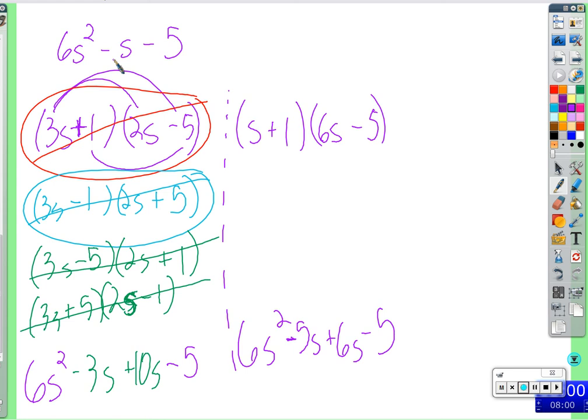Switch the signs. Remember how we switched the signs in those other ones, and it just switched the sign of the middle term? So if we switch the signs, we would like this to be a negative 6s and this a positive, so we'll switch these. Make that 5 a positive, 1 a negative, and we get positive 5s and a negative 6s. And when we combine those, we get 6s squared minus s minus 5. So since when I multiply these together, I get 6s squared minus s minus 5, what's the conclusion? This is the factored form.